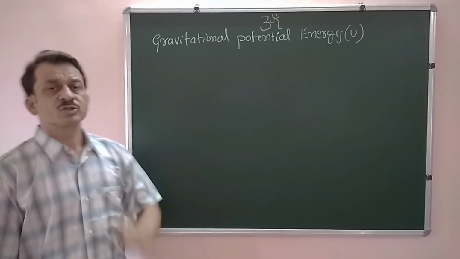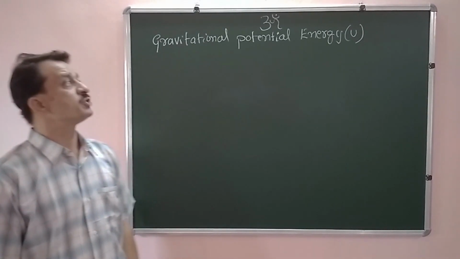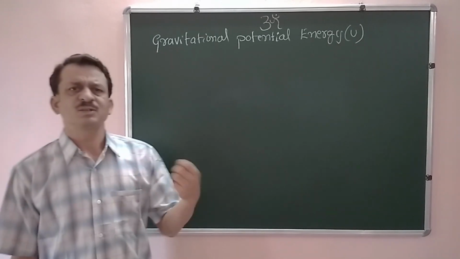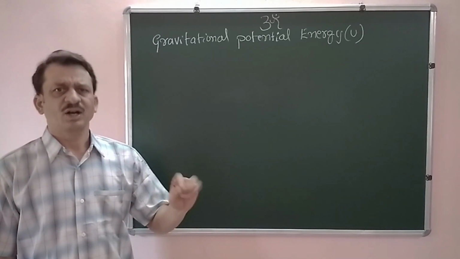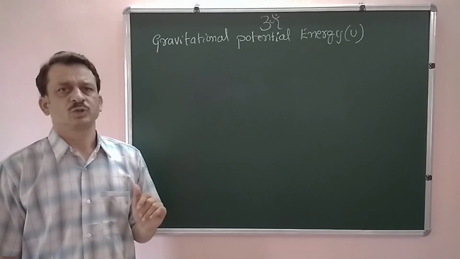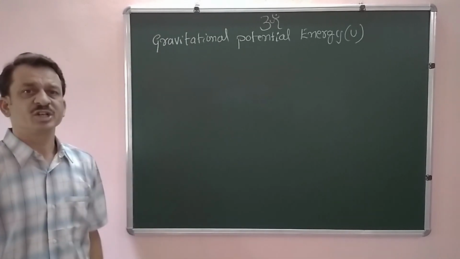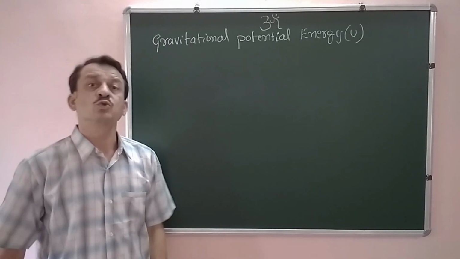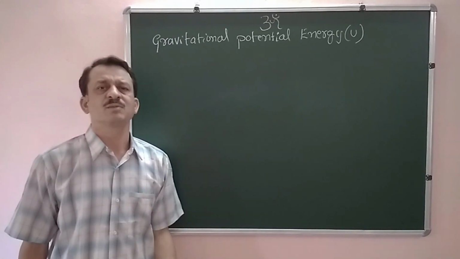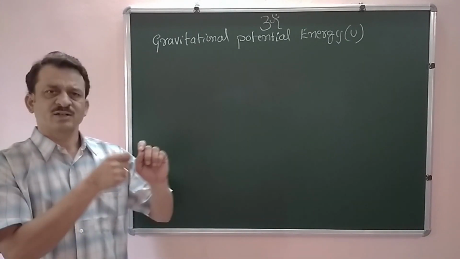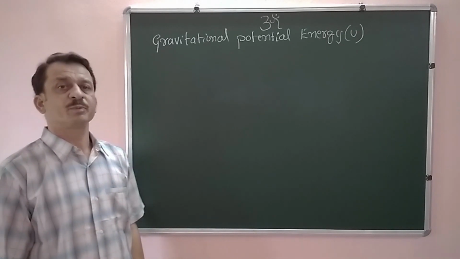So here we are going to study gravitational potential energy. Now potential energy is energy possessed by a body or energy stored. Energy possessed by a body by virtue of its position is called potential energy, and it is also a stored energy. We have given some examples: energy stored in a reservoir, energy in the case of bow and arrow that we have studied in the previous class.